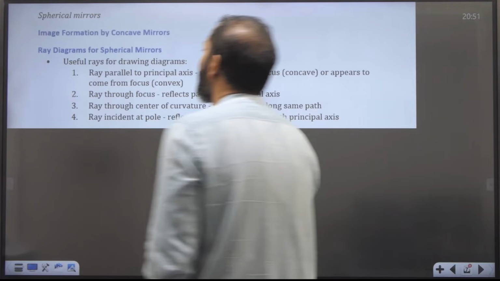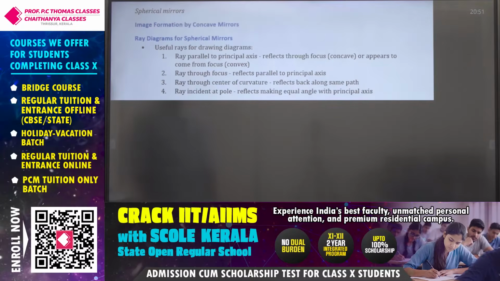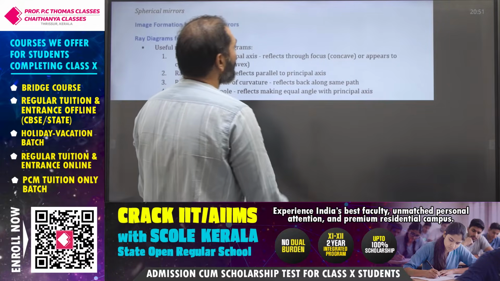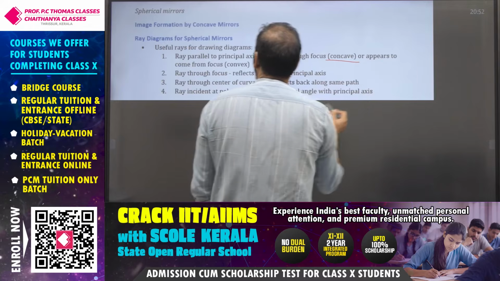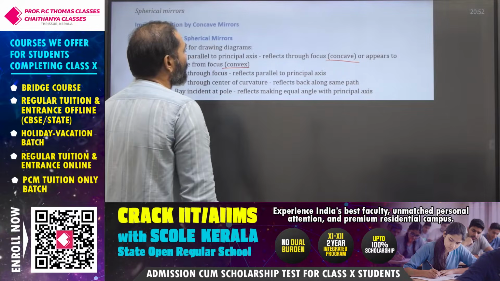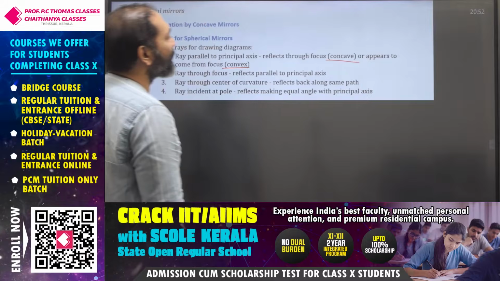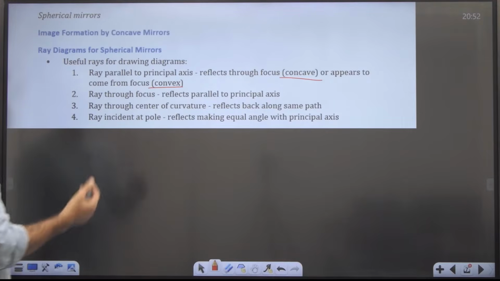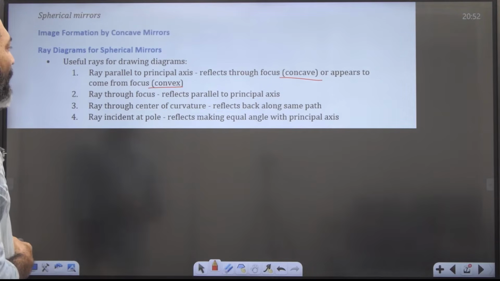Then image formation by a concave mirror. Here we are seeing multiple ray diagrams, and you should understand each one. First ray diagram: a ray parallel to the principal axis. When the ray is parallel to the principal axis, it reflects through the focus in the case of concave, or appears to come from the focus in the case of convex.